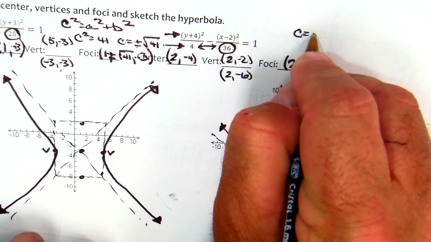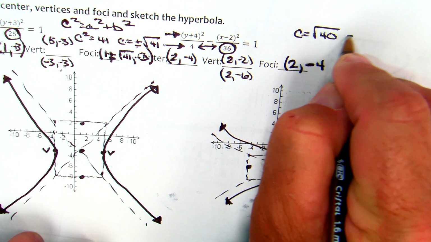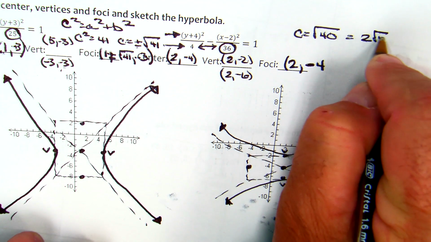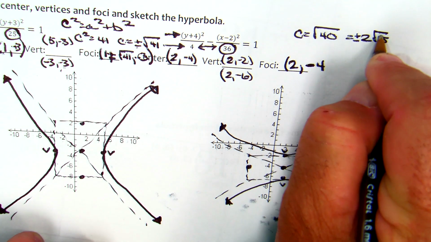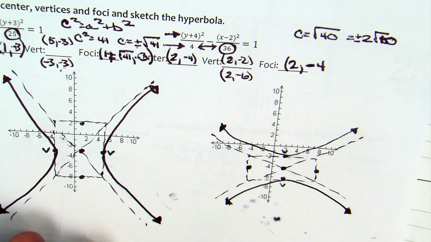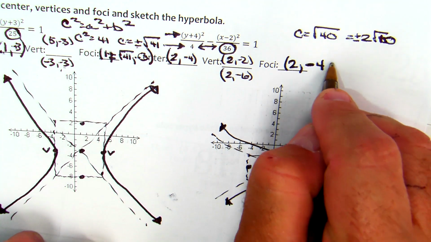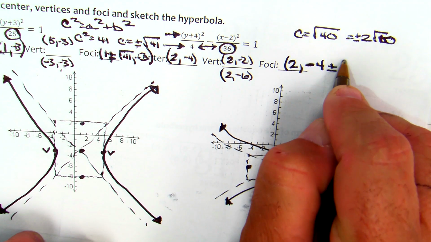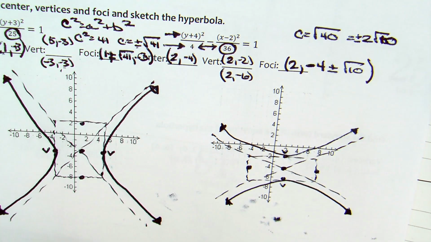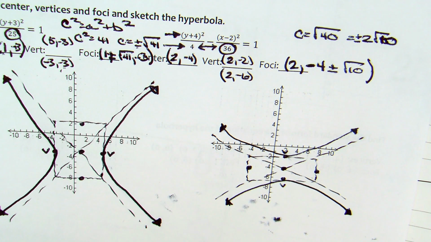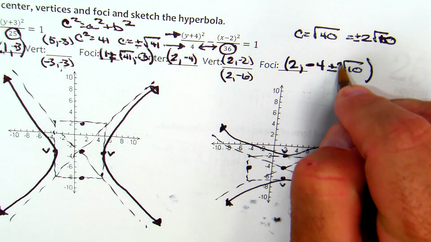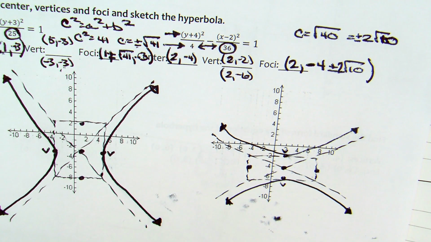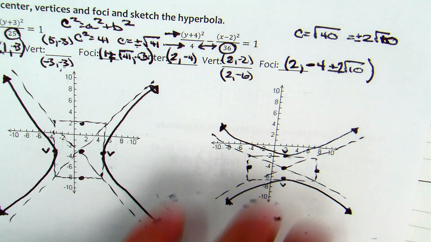So that means C is the square root of that sum, which is 40, which reduces down to 2 root 10. And then I just bring that down and put it next to the negative 4, with a 2 in front. And that's it. Good so far? All right, flipping on the back.